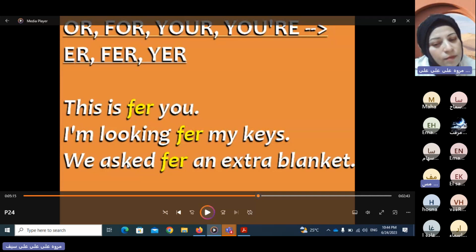Blanket. Extra blanket. An extra blanket. For an extra blanket. Asked for an extra blanket. We asked for an extra blanket. That was a good trial. Thanks, William, for that. Who else is going to share? That part is really important.